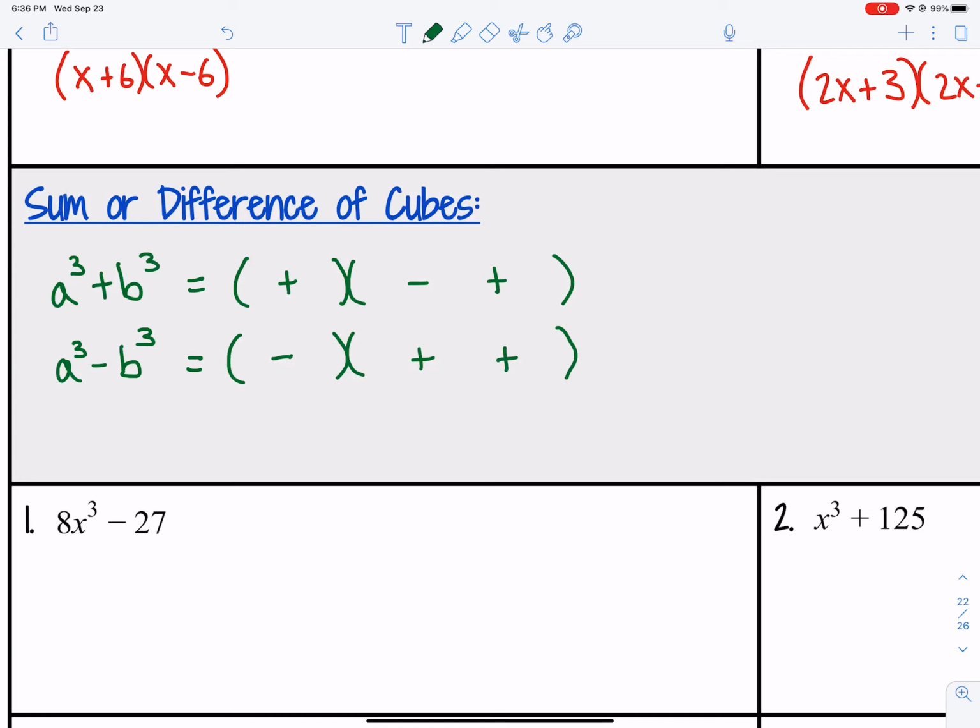So another way to remember that is this first sign is the same as the one that you started with over here. And then the next one is opposite of that. And the last one is always positive.